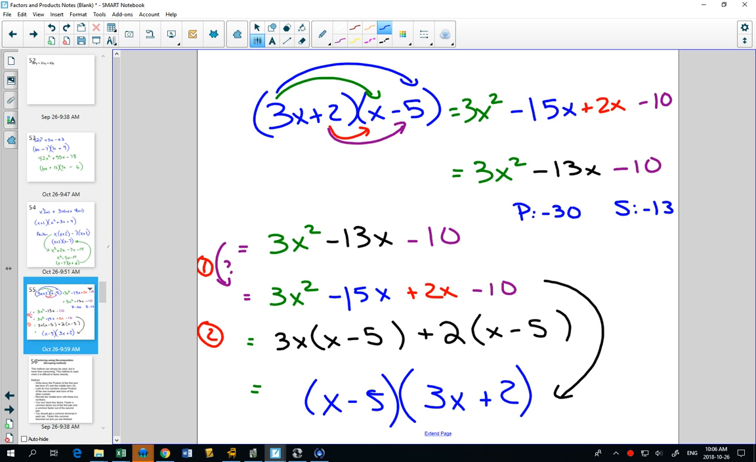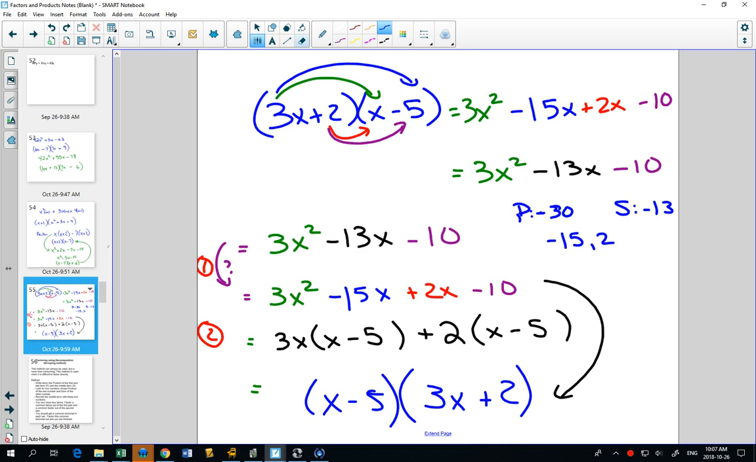And you ask yourself, can I find two numbers whose product is negative 30, but they add to negative 13? Three and 10, but if I used negative 3 and positive 10, that makes negative 30. It doesn't make negative 13. Oh, so 15 and 2. Oh, I erased my big eraser. Product was negative 30. Negative 15 and 2, do they work?